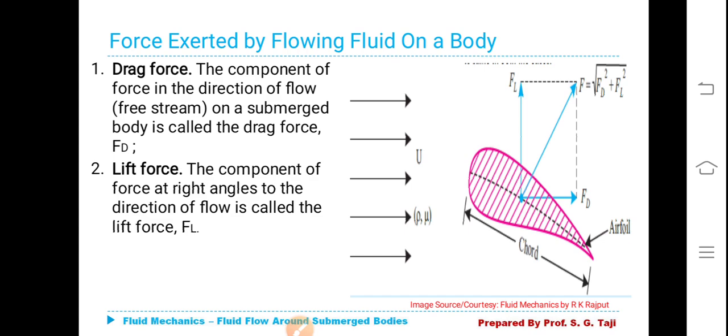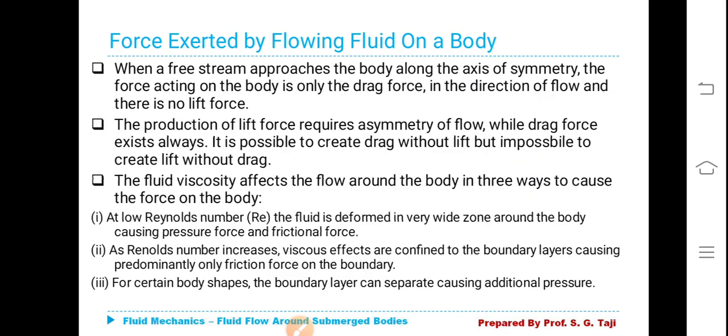The component of force in the horizontal or flow direction is known as drag force, denoted by capital F suffix capital D. Lift force: the component of the force at right angles to the direction of flow is called lift force, denoted by FL. When a free stream approaches the body along the axis of symmetry, the force acting on the body is only the drag force in the direction of flow, and there is no lift force.